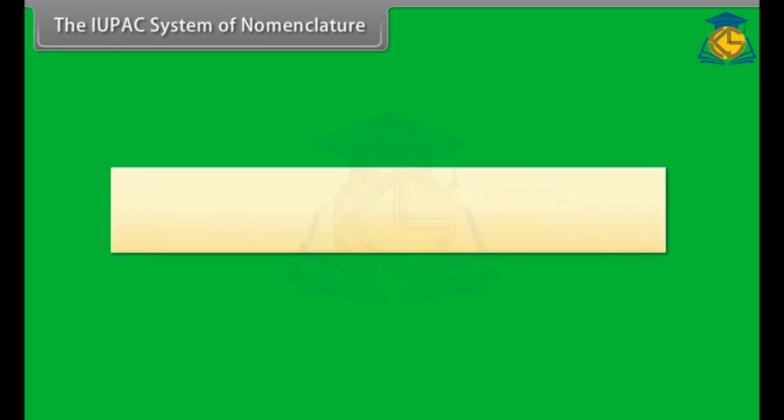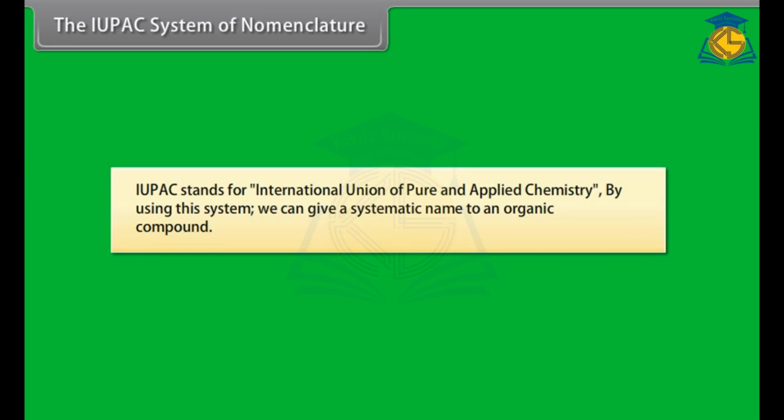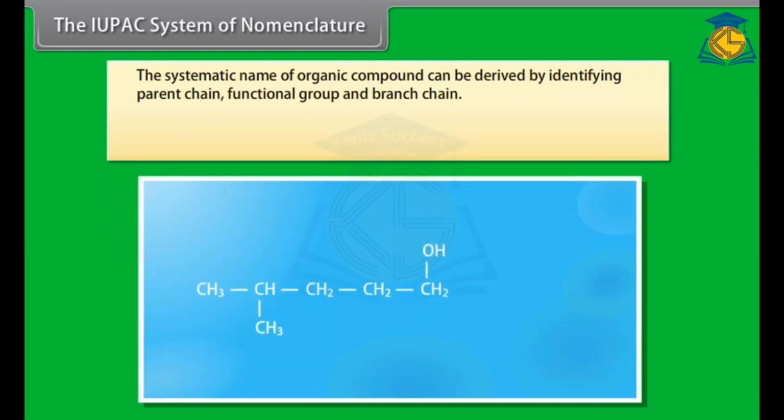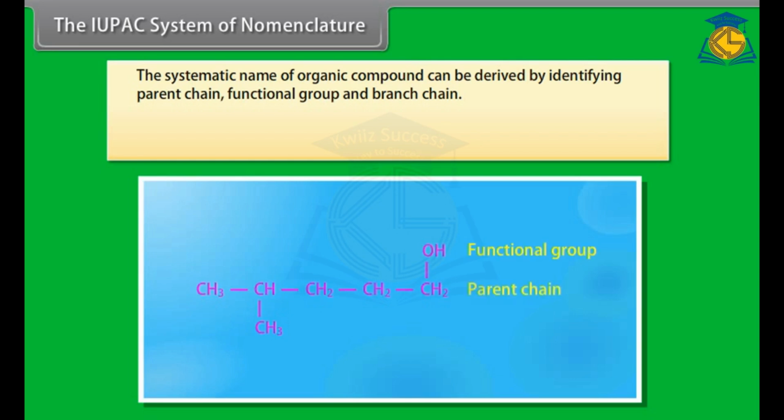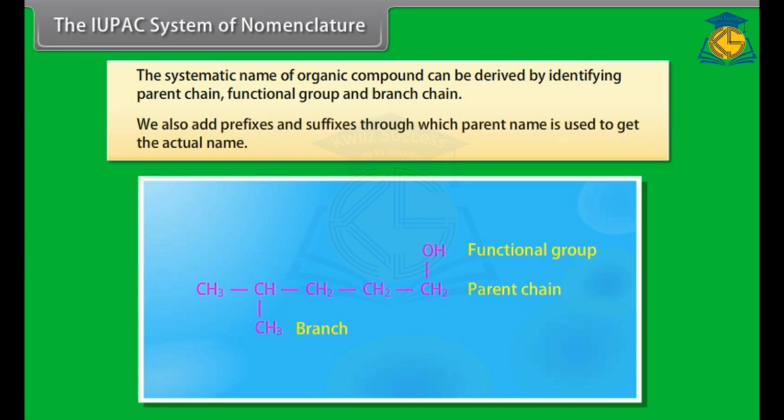The IUPAC system of nomenclature. IUPAC stands for International Union of Pure and Applied Chemistry. By using this system, we can give a systematic name to an organic compound. The systematic name of organic compound can be derived by identifying parent chain, functional group and branch chain. We also add prefixes and suffixes through which the parent name is used to get the actual name.